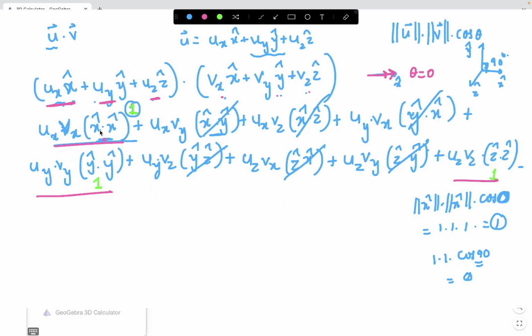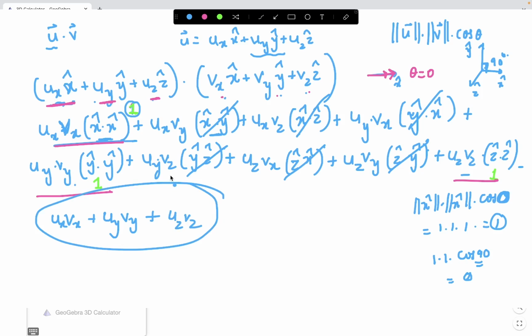Since the term within this inner parenthesis is evaluated to 1, you can simply write this as ux vx plus uy vy multiplied by 1, which is again uy vy, plus uz vz multiplied by 1, which is again uz vz. And this is what we have been talking about, isn't it? This is nothing but the dot product of the two vectors u and v that you had.